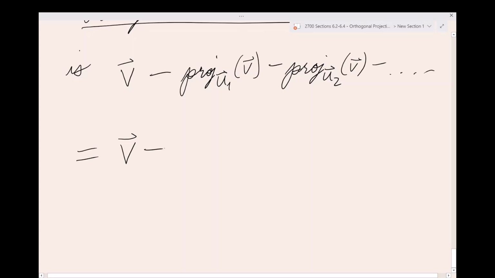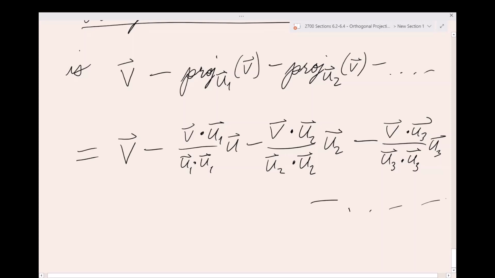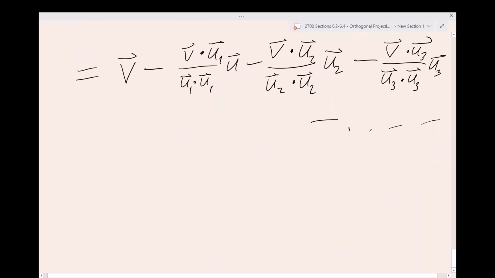That's going to end up looking like v minus v dot that first vector from the orthogonal basis over it dot itself, scaling it, minus v's projection onto u2, which would be v dot u2 over u2 dot u2, and then using that to scale u2, minus v dot u3 over u3 dot u3, and using that to scale u3, minus, and so on until you're done. Now, this gives us something quite nice.